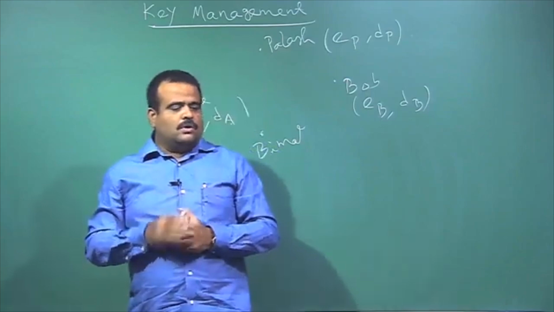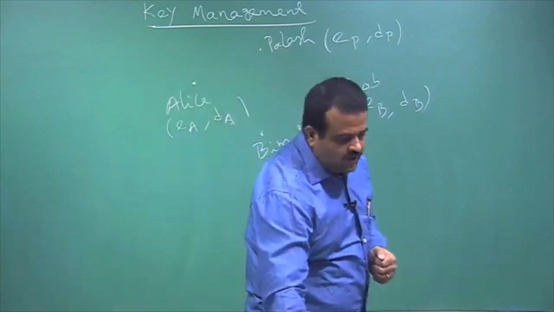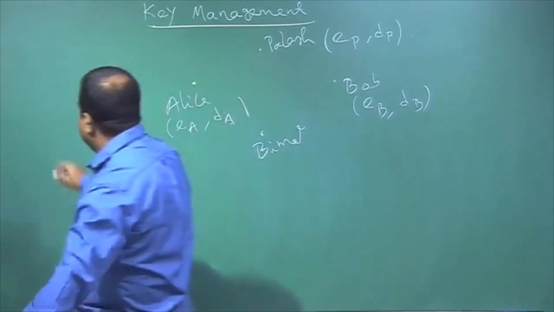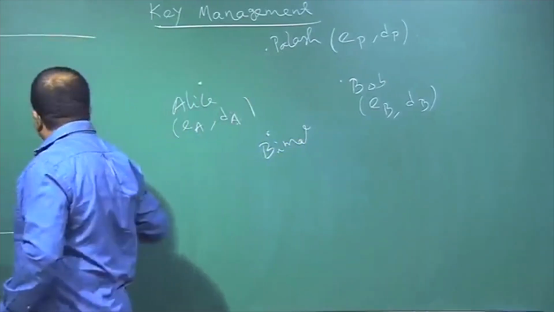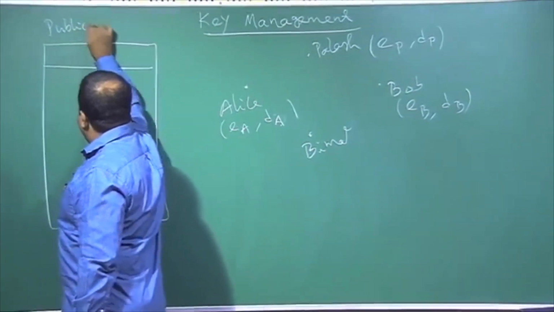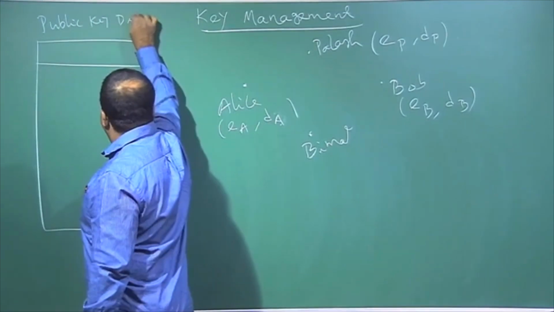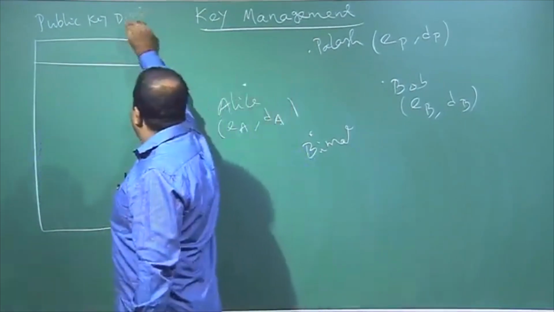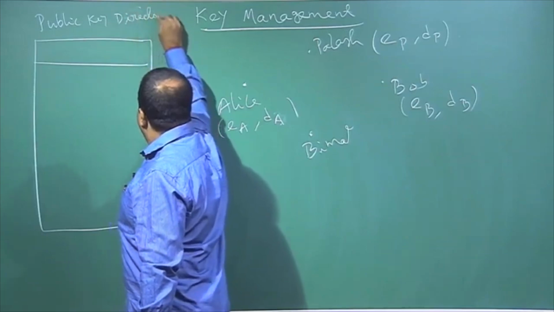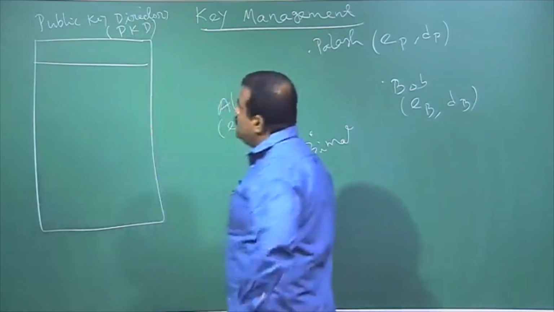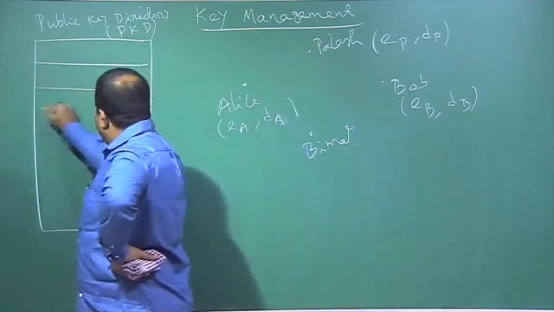So, to overcome this problem, what can we do? We can maintain a publicly available directory. So, one can maintain a directory, so it is basically a file. This is a public key directory, PKD. It basically contains the name and the corresponding public key.